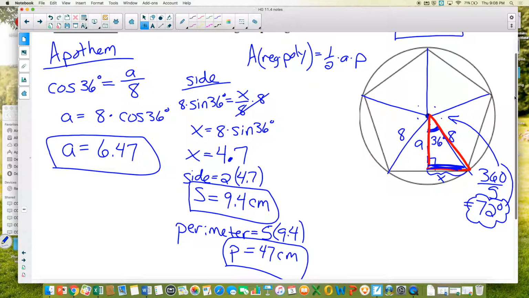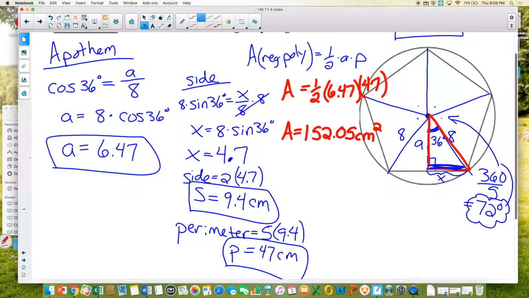So we go back. The area of our regular polygon is equal to 1/2 times 6.47 times our perimeter, which was 47. One half times 6.47 times 47 ends up being 152.05, and this is centimeters squared.